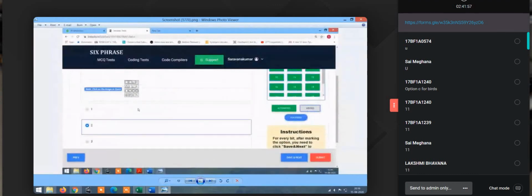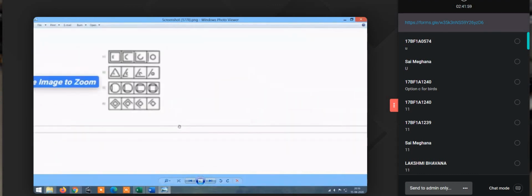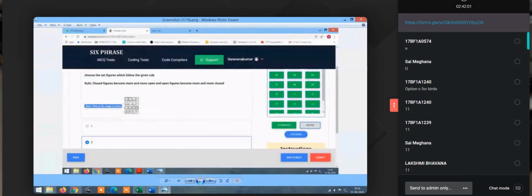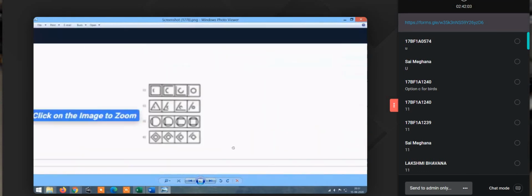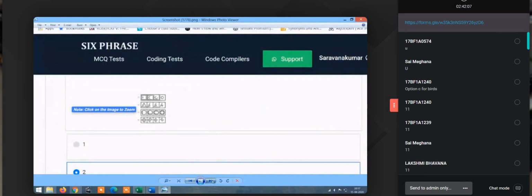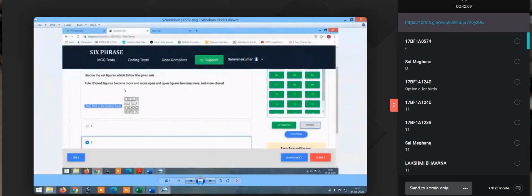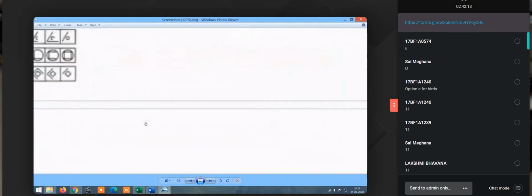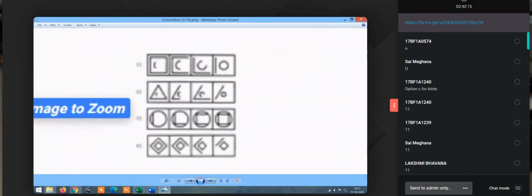Guys, I think we better stop here. I hope you got this. Maybe I could tell you this. The rule for this is: closed figures become more and more open, and open figures become more and more closed. So if you see something closed, it should open gradually, every time. If you see something open, it should close every time. So that is the logic here.